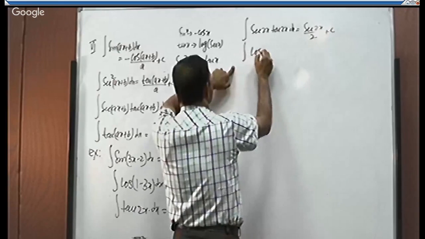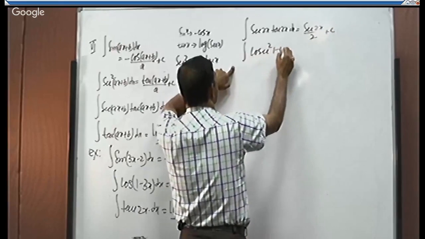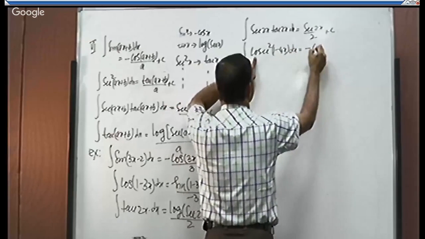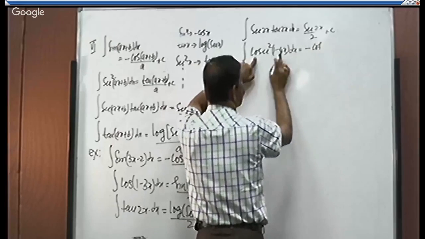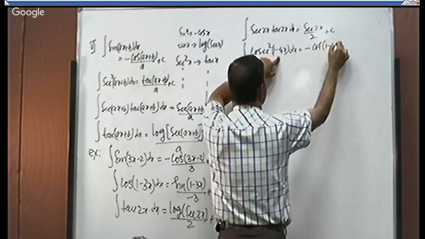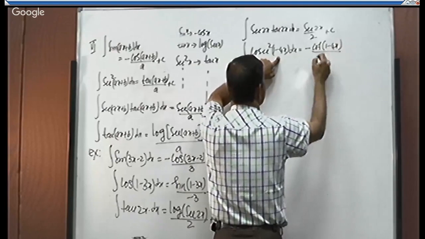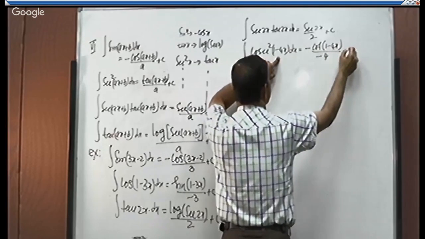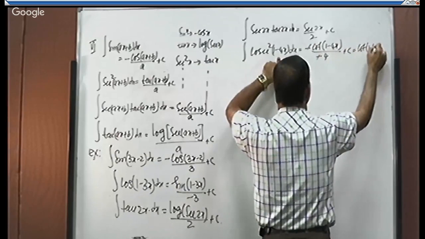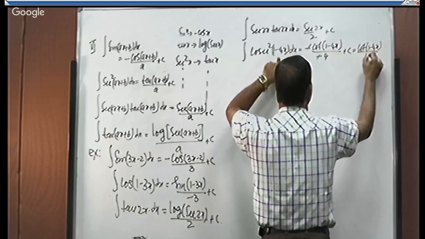Integration of cosecant square 1 minus 4x dx. What is the answer? It is minus cot. For cosecant square x, it is minus cot x, right? In place of x, we have ax plus b form, divided by x coefficient is minus 4 plus c. Minus minus cancel. That is cot of 1 minus 4x divided by 4 plus c.